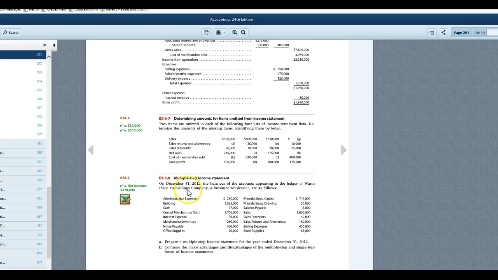Hello, this recording goes over how to do exercise 6-8, the multiple step income statement. What you're asked to do is create a multiple step income statement for the year using the following accounts. And this assignment's actually trying to trick you. There's more accounts listed than actually go on the income statement.